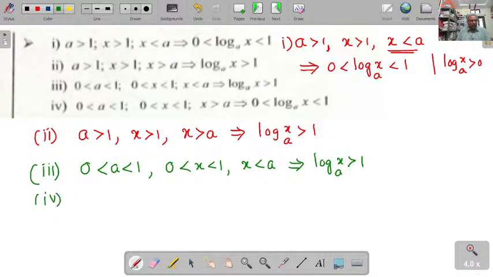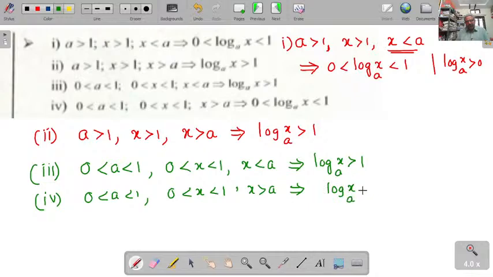So the fourth point: 0 less than a less than 1, 0 less than x less than 1, and x greater than a. So what happens now? First of all, if you apply the logarithm, log x to the base a is less than 1, as the symbol reverses, but log x to the base a is positive. x and a lie in the same interval. That's why 0 less than log x to the base a less than 1. So these are the inequalities we can apply while solving the problems.